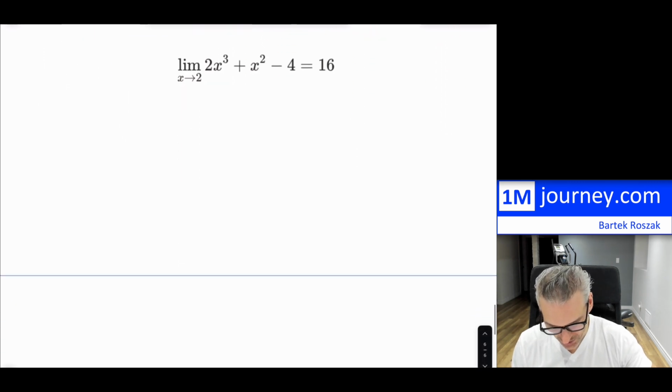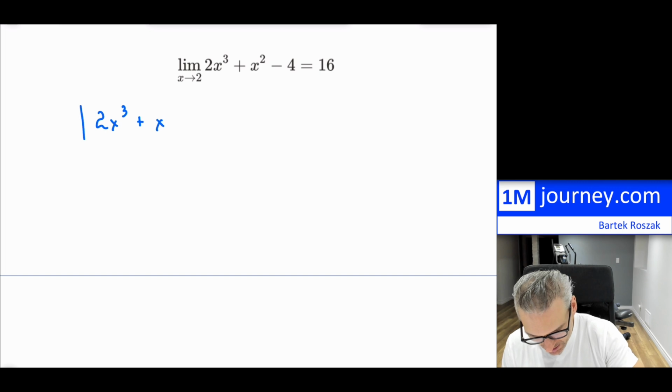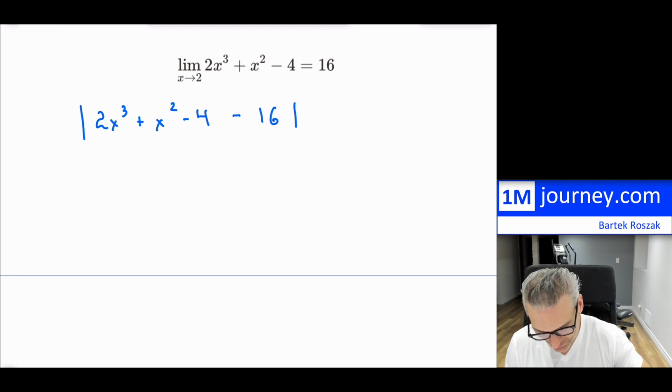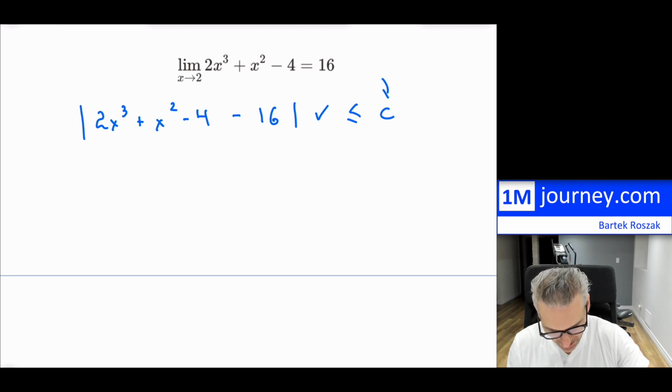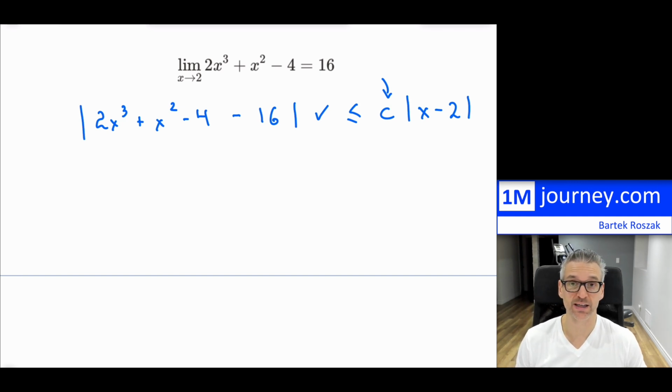So here, as you're coming in, this is our new function right there. Let's write it out. We're going to get x cubed plus x squared minus 4, minus the limit, which is going to be 16. Again, we want to find a connection, and our connection is supposed to be bounded by some constant multiplying x minus 2. That's ultimately what we want to do, because we want to find our delta.